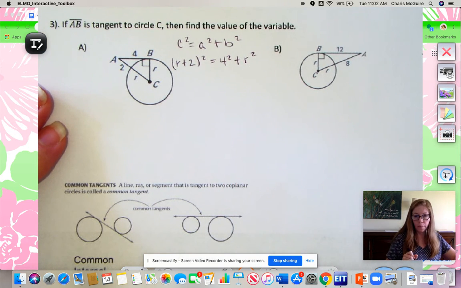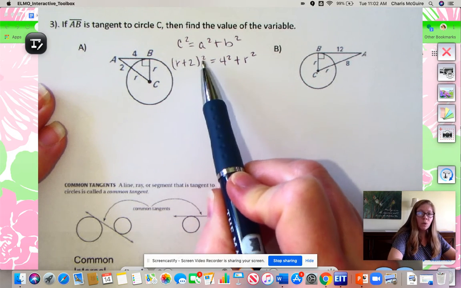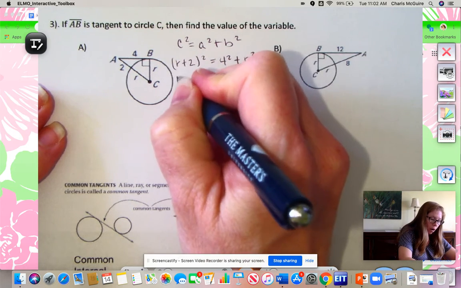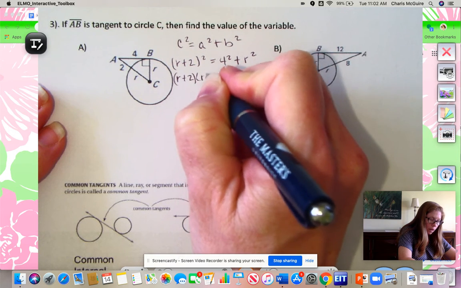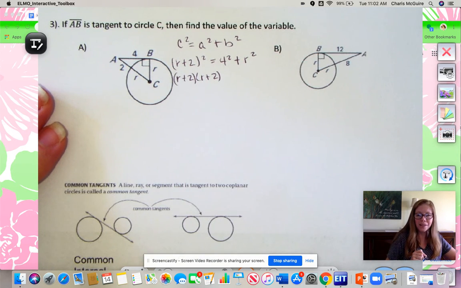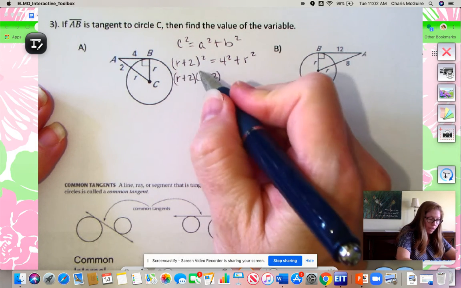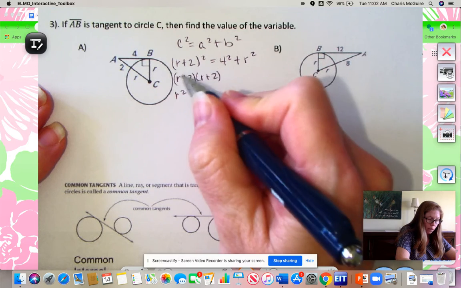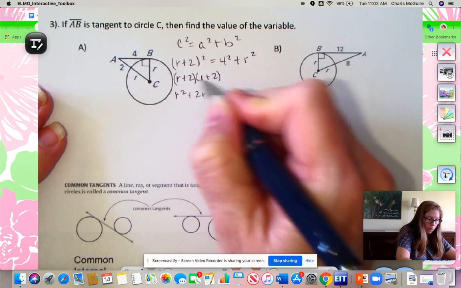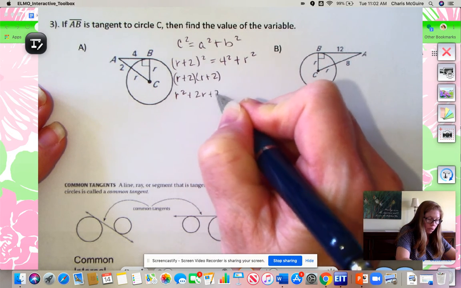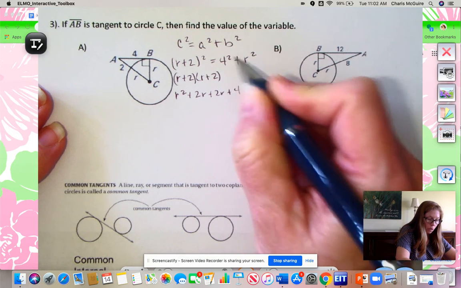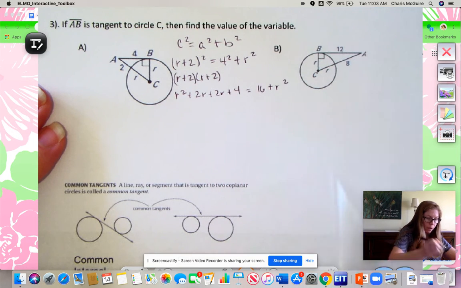Now, this is an interesting problem, and most students, even in pre-calculus, there's probably about 10% that would do this wrong. So don't be one of those people. But r plus 2 quantity squared is really r plus 2 times r plus 2. If you can understand that every single time, you'll be on top, because that's a good thing to know. So we're going to do r times r is r squared. We have r times 2 is 2r. We have r times 2 is 2r plus 4 equals 16 plus r squared.